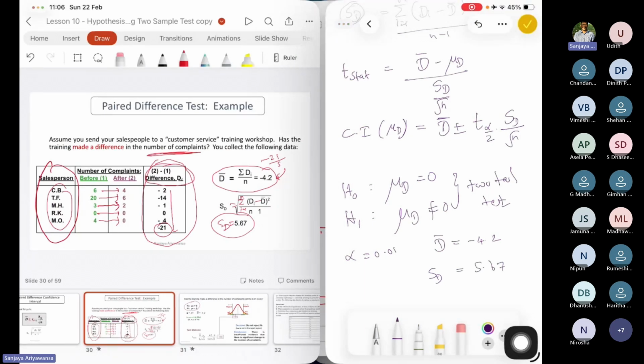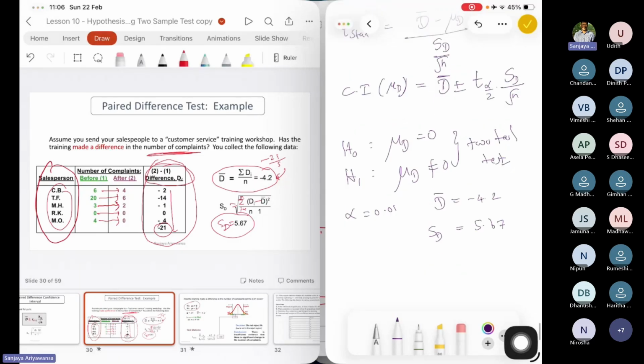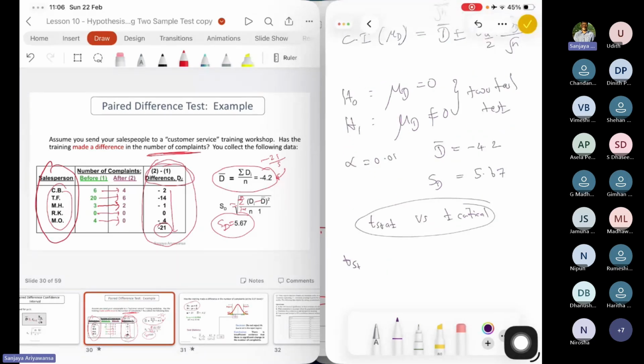So then, in order to test whether there is a difference or not, we had to compare two things. What are those two things? The t test statistic versus the t critical value. I always write this down because it's very mechanical. These are the two things you have to compare. For the t test statistic, you go to the equations page, make sure you get the right equation, which is d bar minus mu d divided by sd over square root of n.